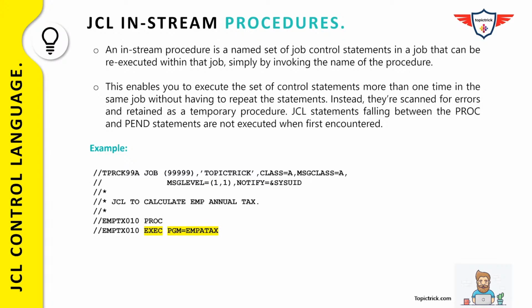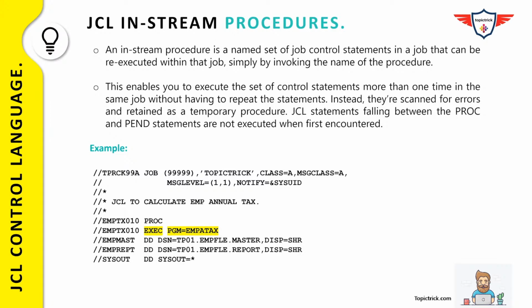Last but not the least, an in-stream procedure should be placed near the beginning of a job stream, before an execute statement that refers to it. Now, before looking into the example, here's a question for you. And the deal is that you have to write the correct answer in the comment section. The question is, what is the maximum number of in-stream procedures you can write in a single job? And I'll let you know the correct answer after discussing the following example.